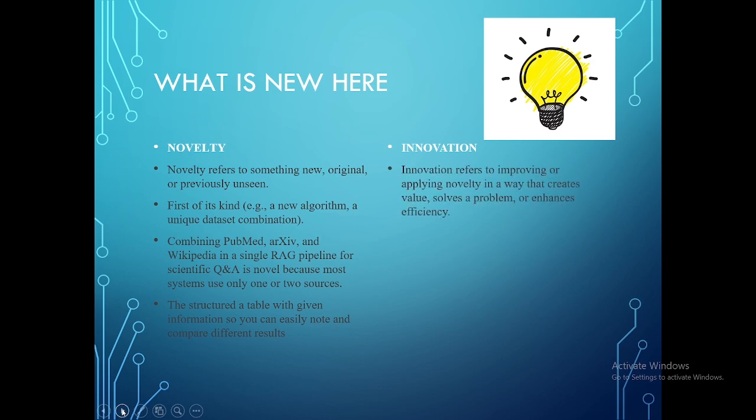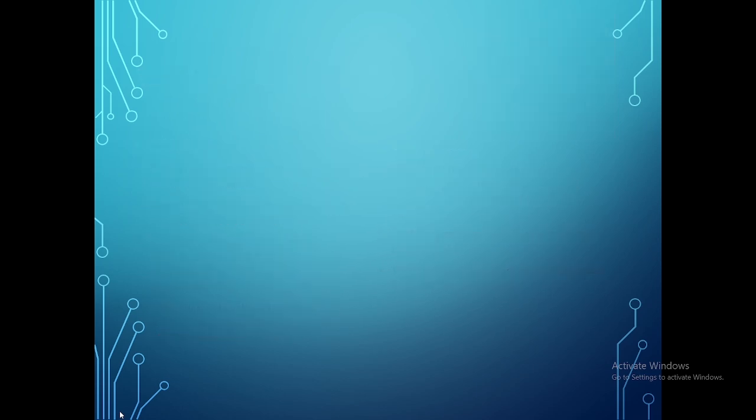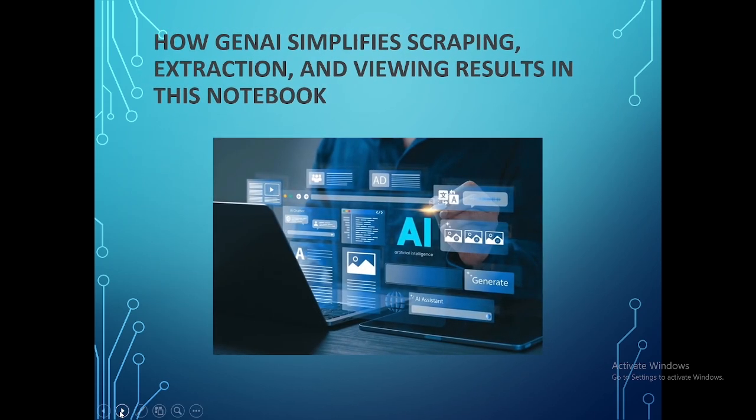Innovation is taking the novelty in a way that creates value, solves problems, and enhances efficiency. It builds on existing ideas but makes them more useful. Like in this case, it refines articles by title, date, and summary, and displays them in a clean format. Now let's go deep into how GenAI simplifies scraping, extraction, and viewing results in this notebook.